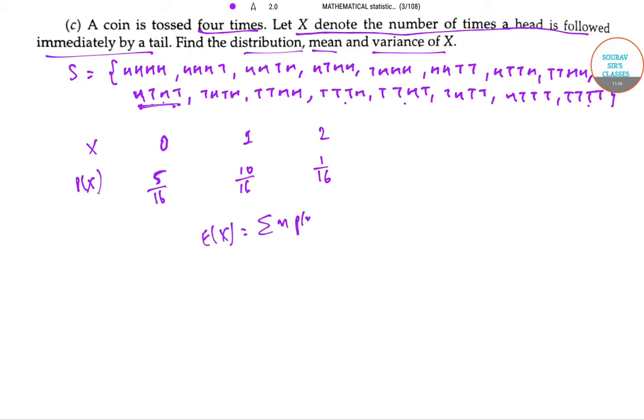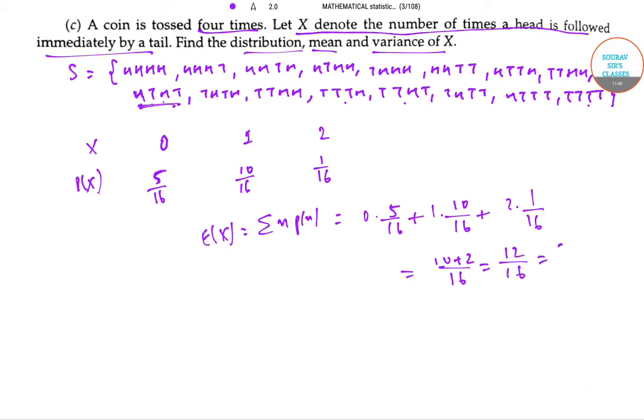Now expectation x comes out to be summation x into px. So 0 into 5 by 16 plus 1 into 10 by 16 plus 2 into 1 by 16. So this comes out to be 10 plus 2 by 16, actually 12 by 16, which is equal to 3 by 4.